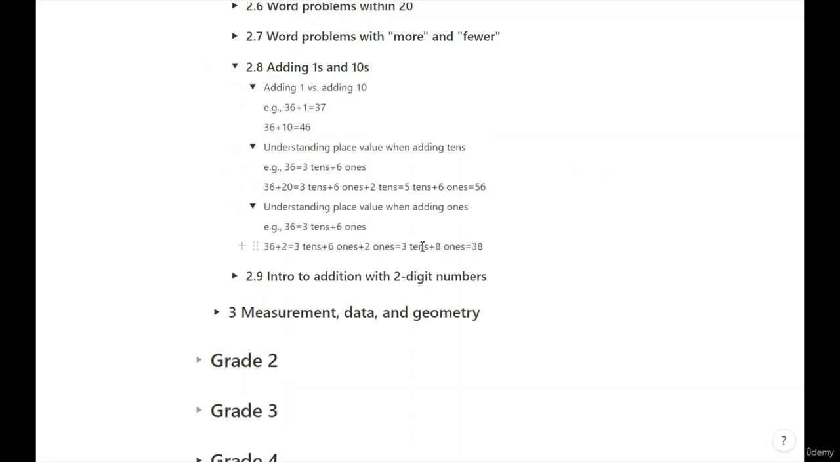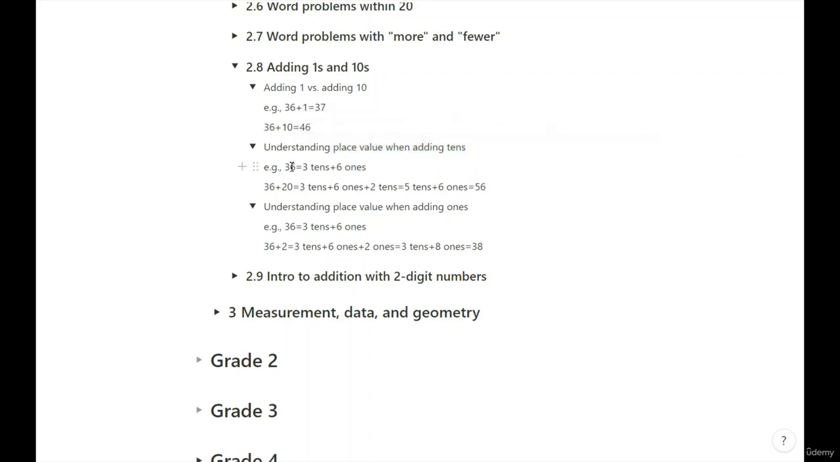2.8 is about adding ones and tens. The first example is adding 1 versus adding 10. They are different. For example, 36 plus 1 is 37, but 36 plus 10 is 46, not 37 again. The second point, we need to understand place value when adding tens.